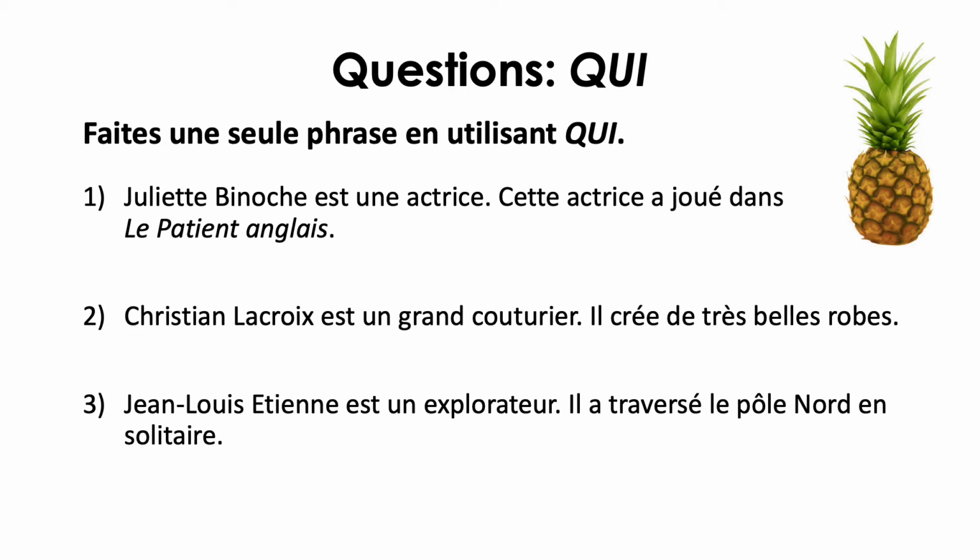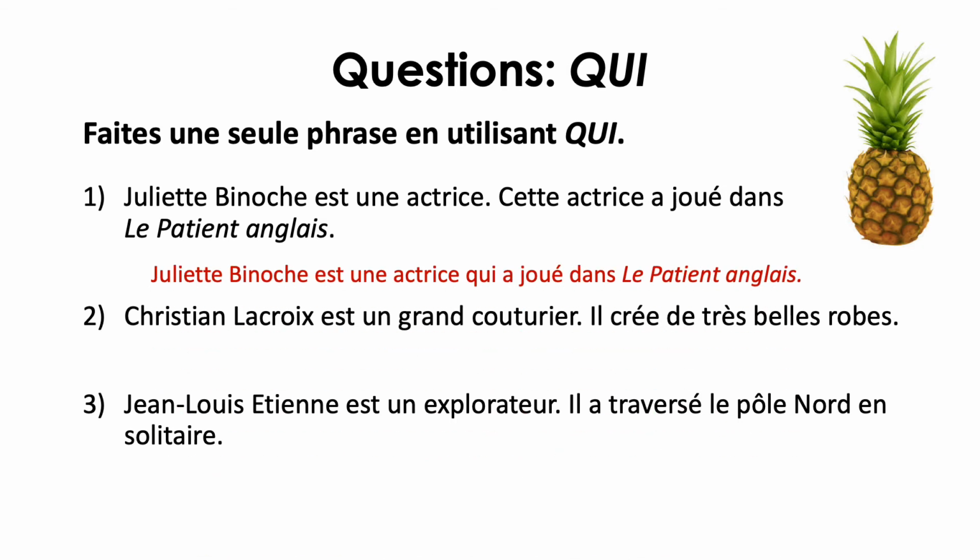So, Juliette Binoche est une actrice. Cette actrice a joué dans... So we can see here, we've got une actrice, cette actrice. What we want to do is replace cette actrice with the pronoun qui to, 1, avoid being repetitive, and 2, to put these two sentences together. And cette actrice is the subject of the second sentence because this actress has played this role. What does this look like? So Juliette Binoche est une actrice qui a joué dans Le Patient anglais.